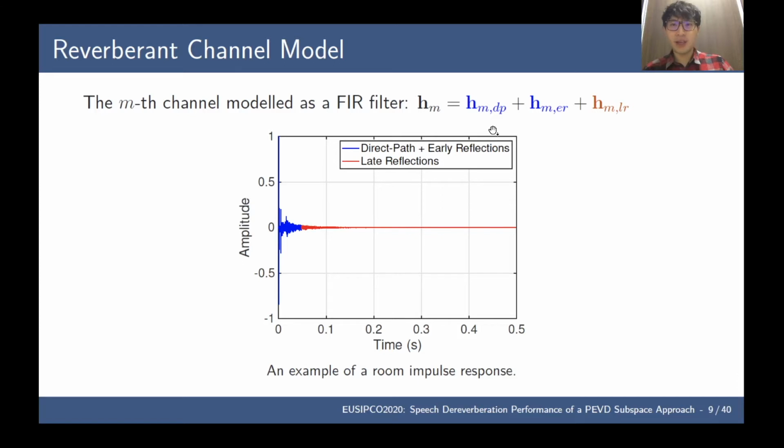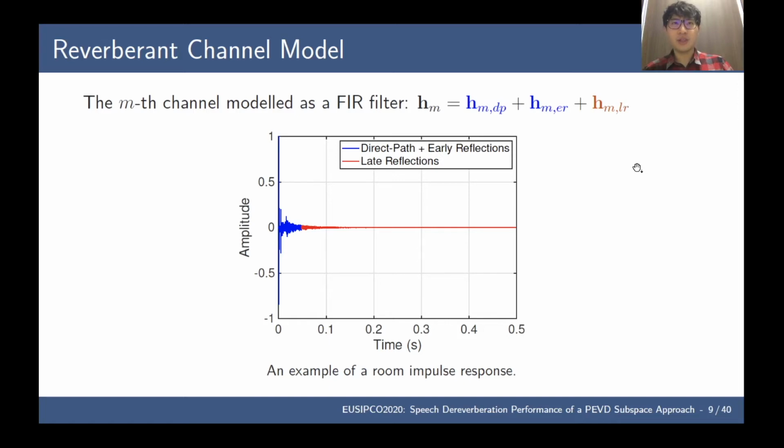The early reflections are closely spaced echoes which have a direct path strengthening effect and may improve speech intelligibility under certain conditions, whereas the late reflections comprise randomly distributed small amplitude components which make them uncorrelated with the first two terms. Hence, they can be treated as an additive noise component.